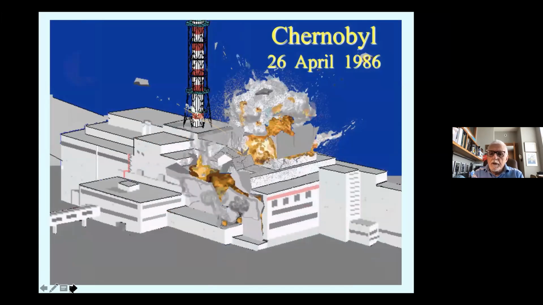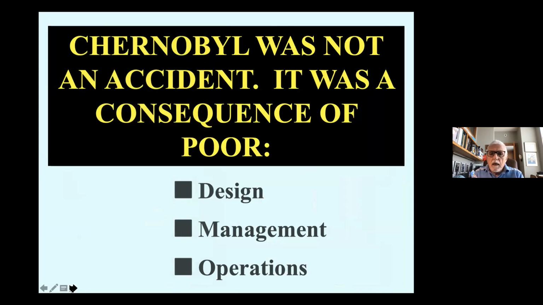This is Chernobyl, and this shows the RBMK reactor blowing up. This was during the Soviet days in 1986, and the Soviets built about 18 of these, and several of them are still running. As I was saying, I do not call it an accident. It was a consequence of poor design, poor management, and poor operations.